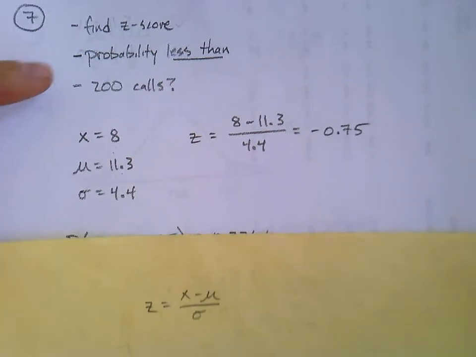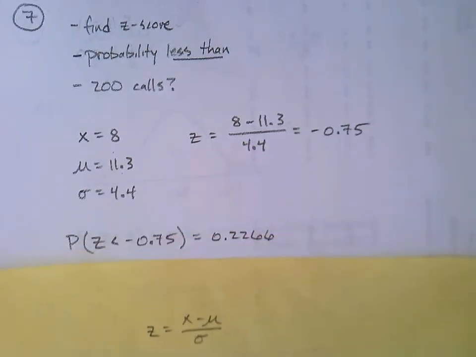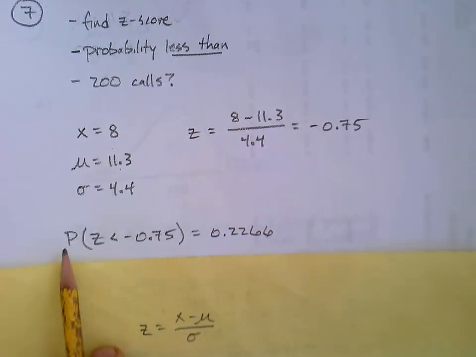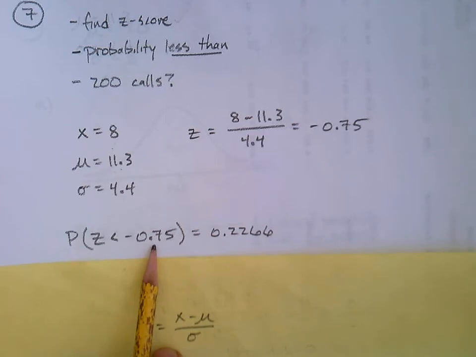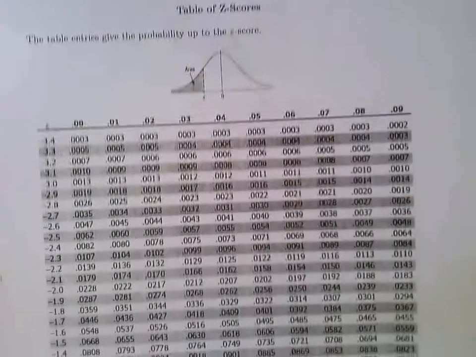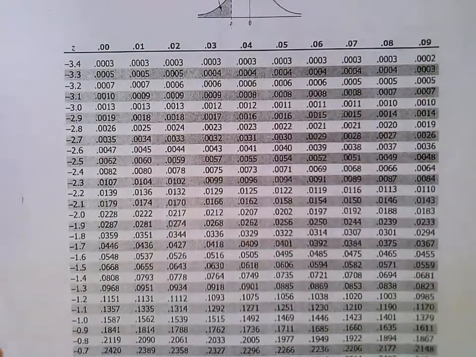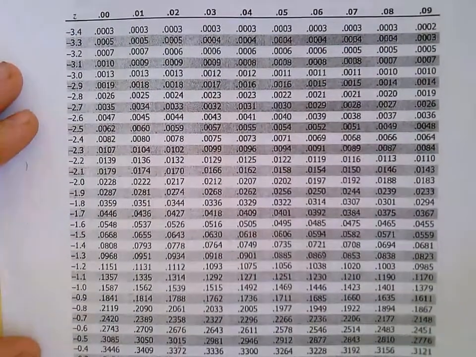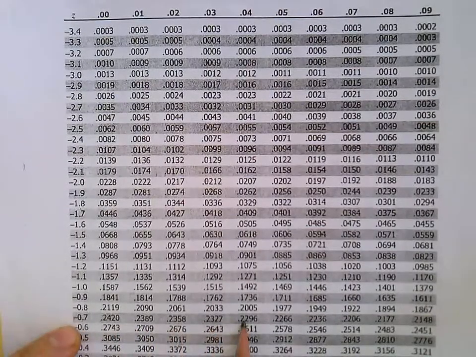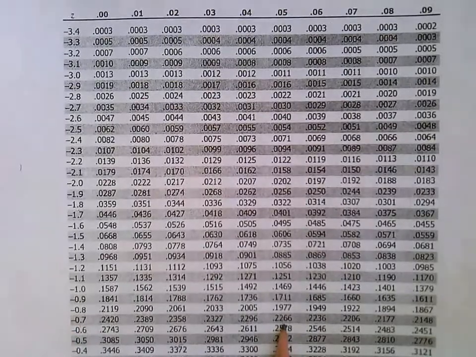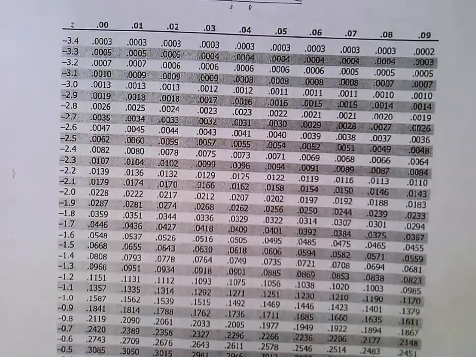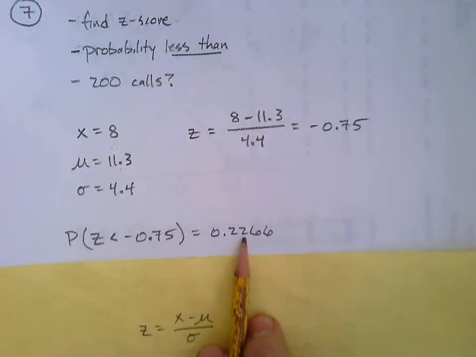So we found the z-score. Let's move to the probability less than. And you can see I already have the answer there. That's okay, we'll walk through it. So we're looking for the probability that z is less than negative 0.75. So we're going to go to the negative side of our z-table and look up negative 0.75. I see negative 0.7 there. So 0, 1, 2, 3, 4, and 5. 0.2266. All right, and so there's where we get the 0.2266.